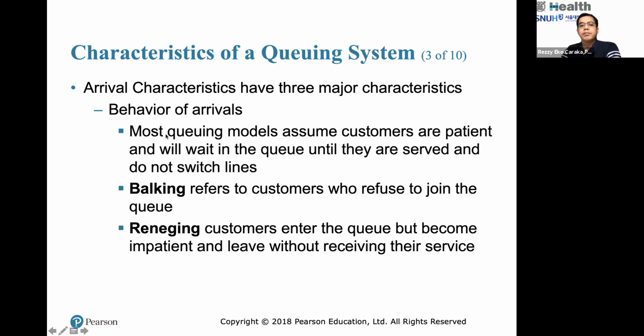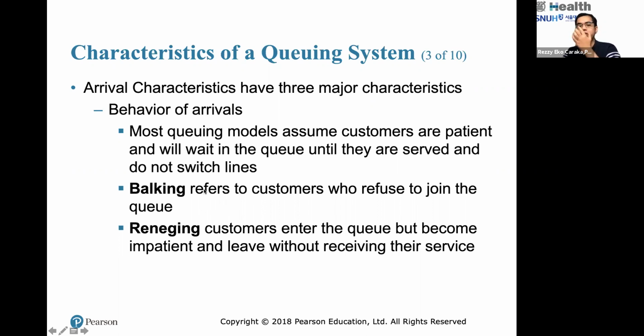If you're talking about the behavior of the queue, there are three issues. First, most common models assume customers are patient and will wait in the queue until they are served and do not switch lines. This is a characteristic of the waiting lines. So customers should not switch lines. They have to wait until the server can handle the customer.